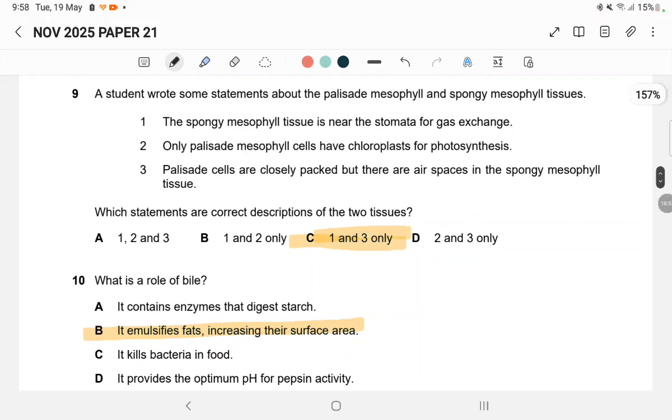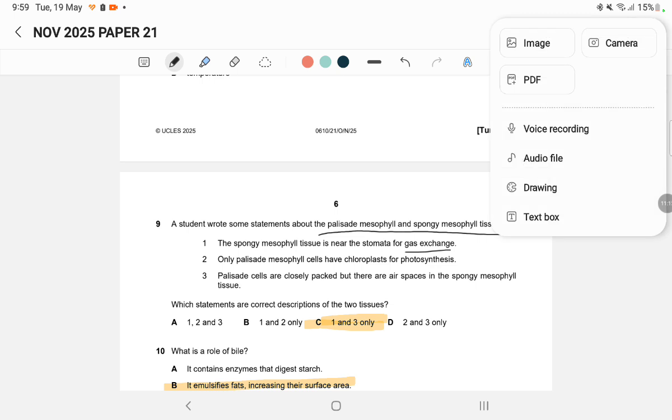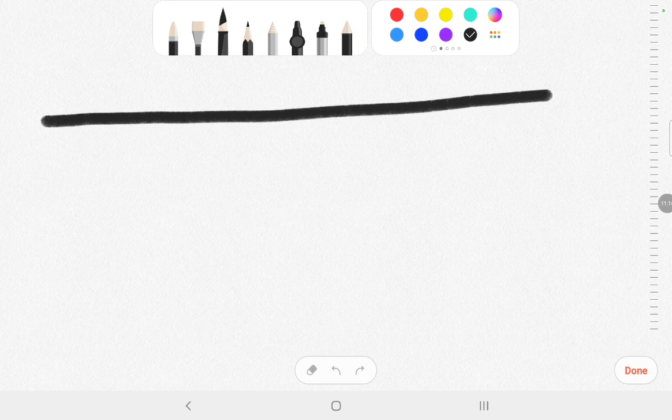Question number 9. A student wrote some statements about palisade mesophyll and spongy mesophyll tissues. Which statements are correct about the description of the two tissues? Okay, let us check it. Spongy mesophyll tissue is near the stomata for gas exchange. Yup, that's true, because, let me draw it for you here. The drawing for the epidermis and everything. So I have here my epidermis. I have here my palisade mesophyll cells.